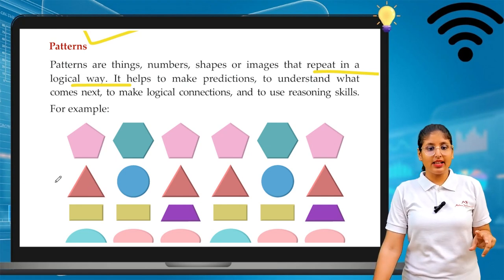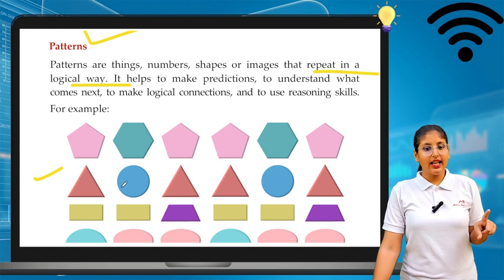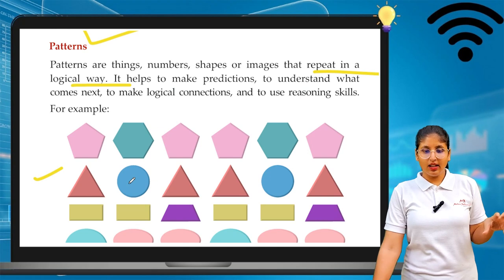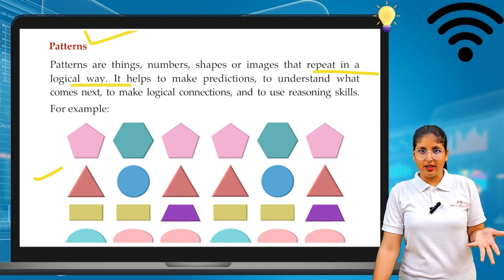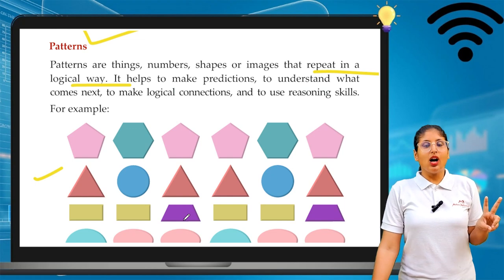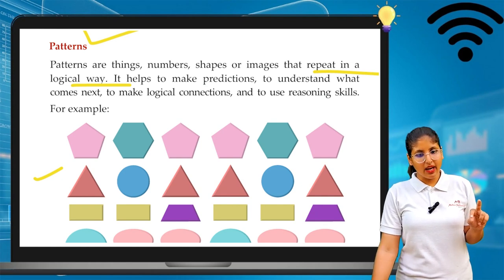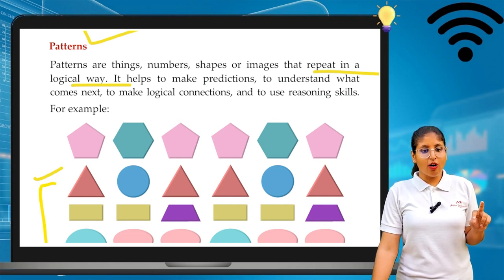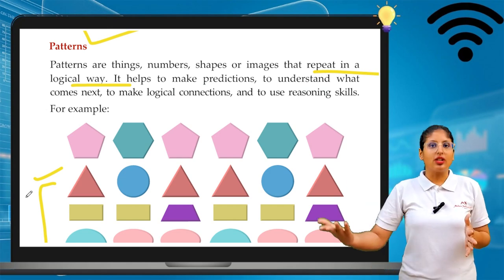Now in the second shape, we can see one brown triangle, then circle, then two brown triangles, then circle, then again two brown triangles, then one blue circle. Next here we can see two rectangles, then one quadrilateral, then two rectangles, one quadrilateral, then again two rectangles. Okay. So these patterns form a logical way. They repeat after a logic.